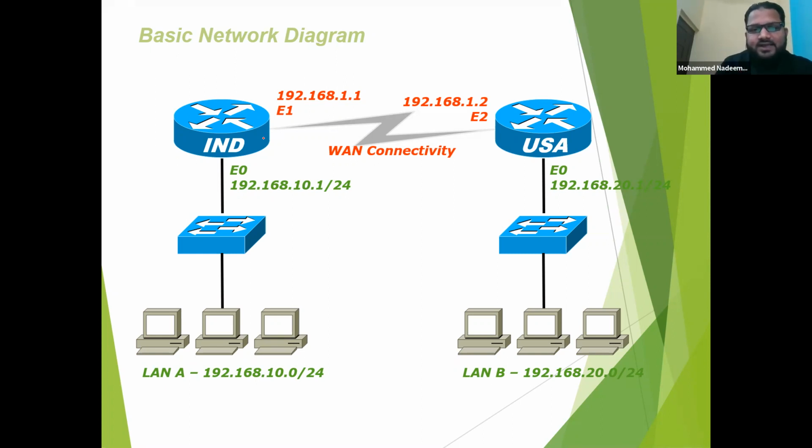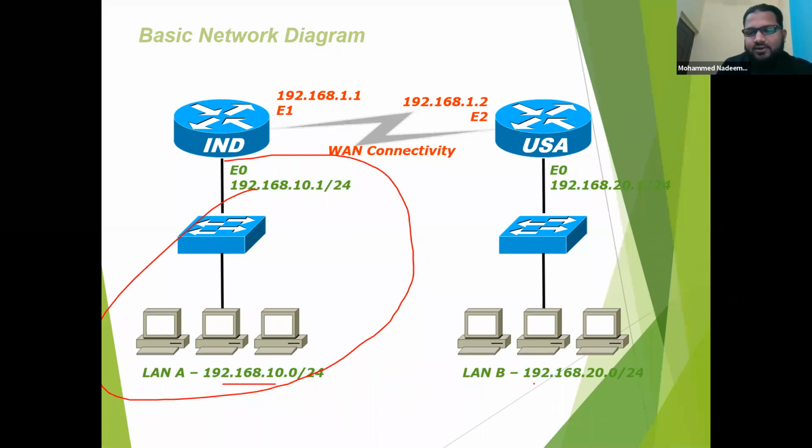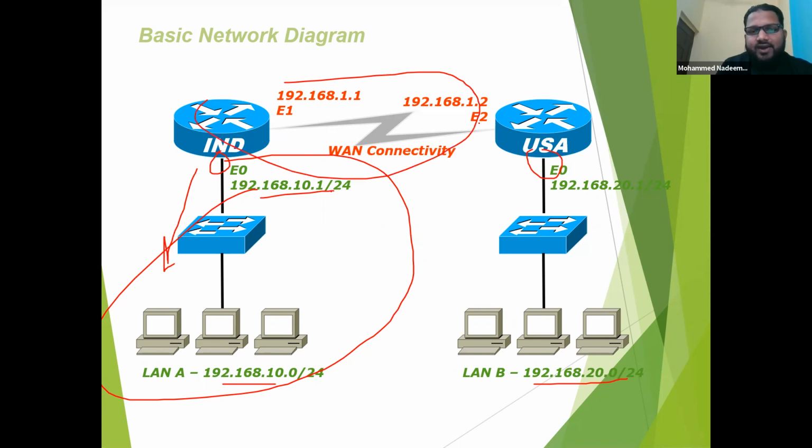So if you see here in this diagram, India and USA, these are the three networks. This is one network, 10 dot. This is another network, 192.168.20.0, another network. Can you see that the gateway is configured here? This is nothing but the configuration, because this LAN has to be matched, right? This is the LAN, and this is another LAN, the WAN. So you can see here 1.1 and 1.2, another network, right?